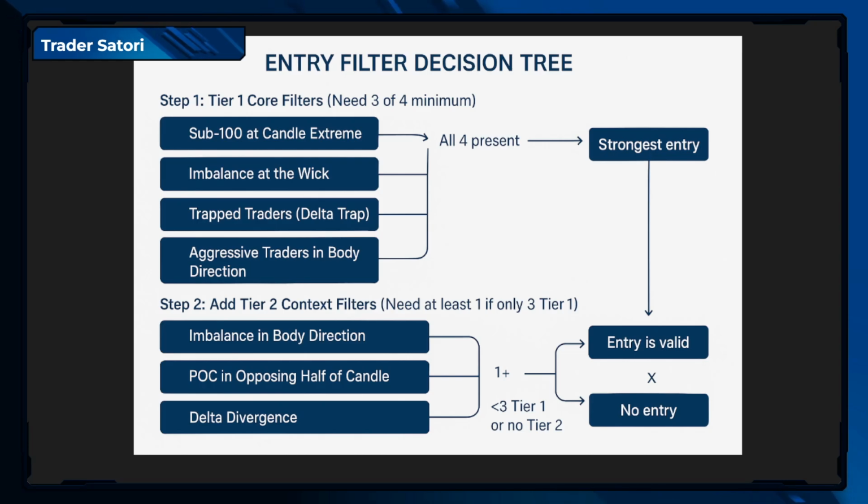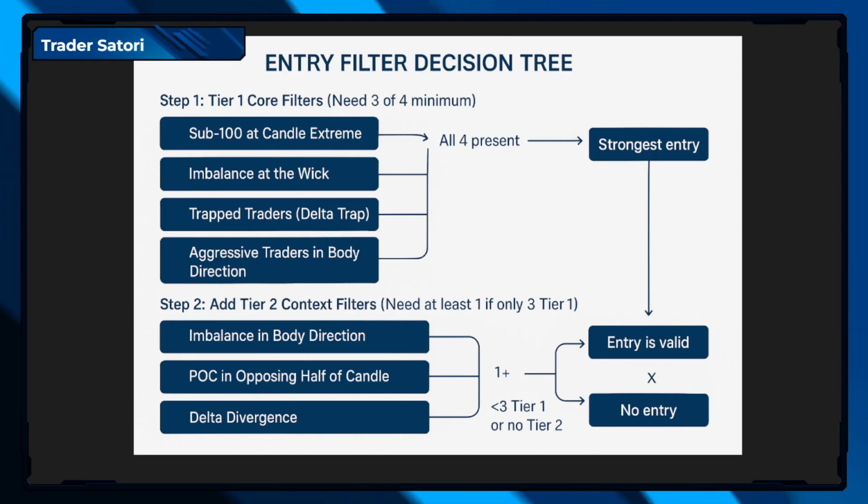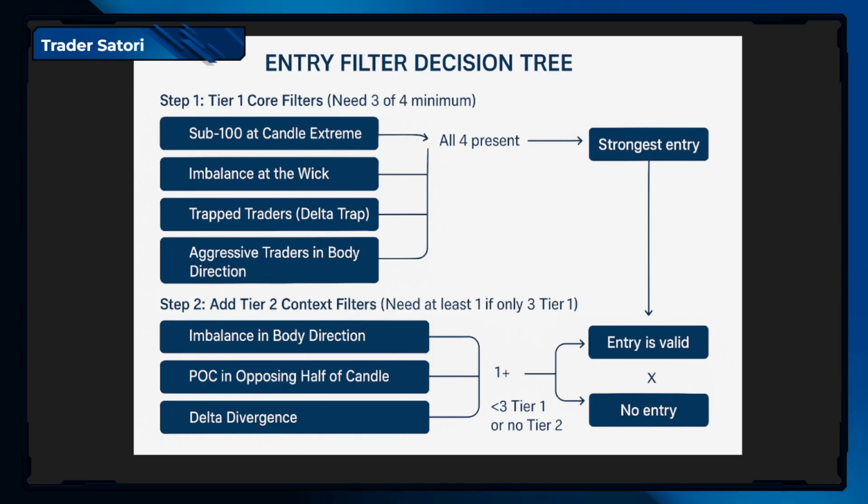So step one, as you can see at the top, tier 1 core filters. I need a minimum of 3 of these to take a trade. If there's less than 3 in tier 1, I cannot take a trade. We will cover a quick trade as well that I missed this morning, but it is a trade nonetheless that we will go over.